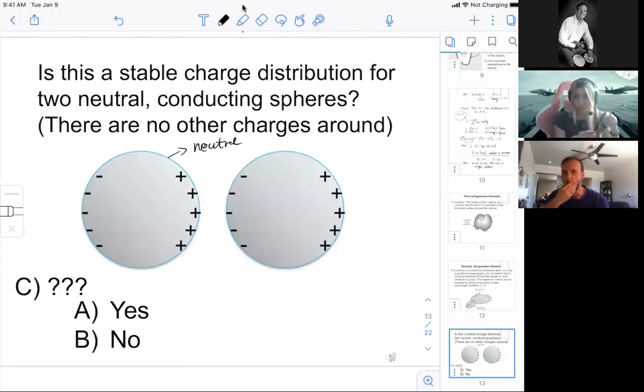But it's not really asking you directly to find your E field in this case. It's asking you, do you think this kind of charge distribution is stable, in the sense that you have positive charges on one side and negative charges on the other side, and they're both neutral conductors? You can answer yes or no, or if you're not sure or have any other answer, you can choose C. I'll let you discuss this for a couple of minutes.